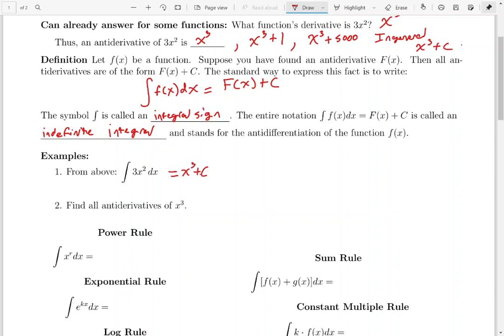And so let's try a slightly different one. Let's find all antiderivatives of x cubed. Okay, so let's think about this. We want to write, first off, the integral. That's the antiderivative of x cubed. We do need to have that dx. That tells us, if nothing else, what we're taking the integral with respect to. And so I'd like to figure out what things could I differentiate to get x cubed.